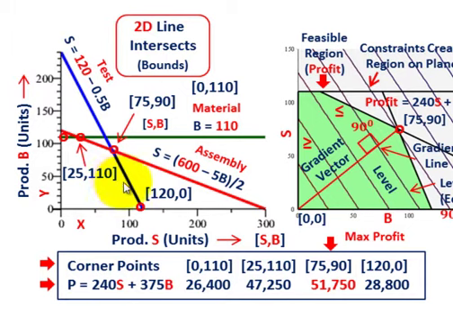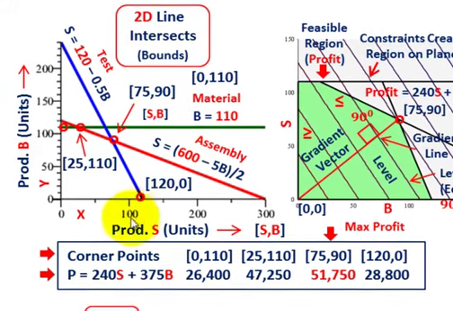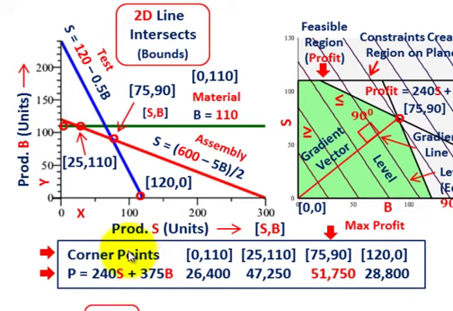Now let's go, and we're going to find out that our maximum profit is going to be at this point here, 75 S, 90 B. Okay, so let's plug it into our equation here. Our profit equals $240 S plus $375 B.